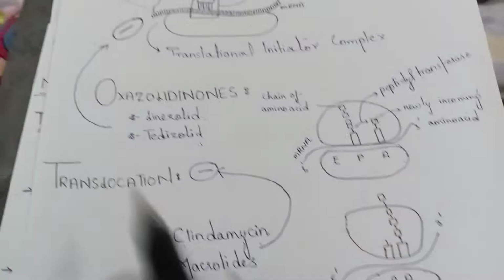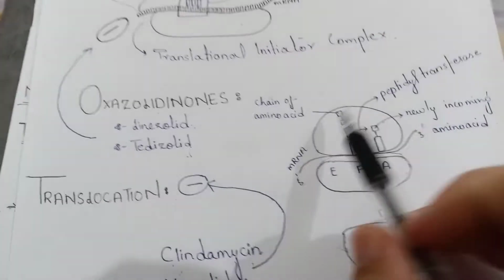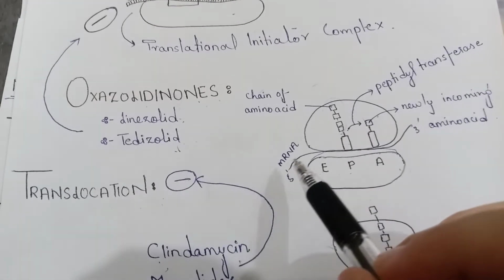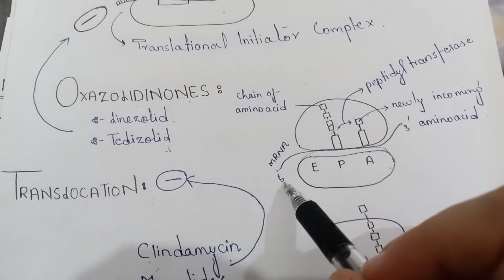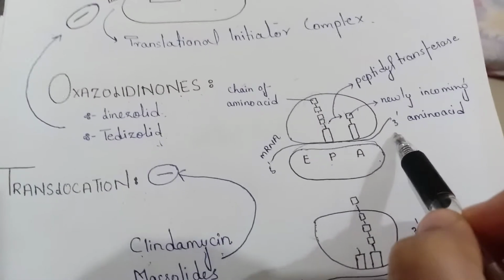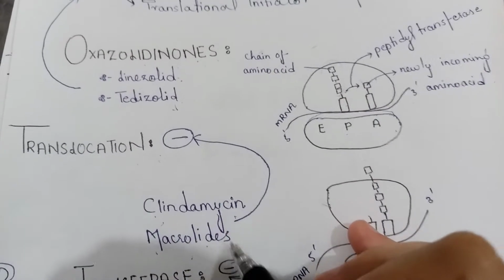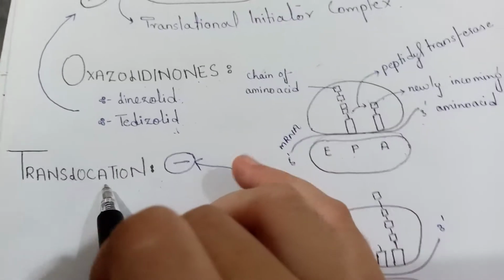Okay, now we have translocation. What is translocation? Translocation is basically the movement of the ribosome along mRNA from 5' to 3' direction. So the drugs clindamycin and macrolides will inhibit the translocation.